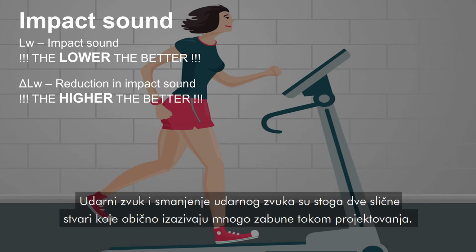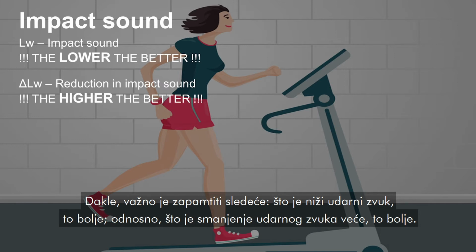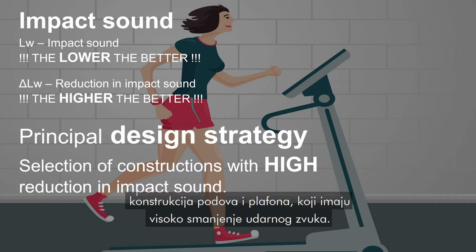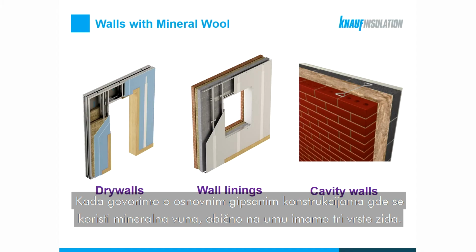So impact sound and reduction in impact sound are therefore two very similar things which usually cause a lot of confusion in the design. But what's very important to remember is the lower the impact sound, the better it is, the higher the reduction in impact sound, the better. And the principal design strategy will include the selection of separating constructions of floors and ceilings having a high reduction in impact sound.